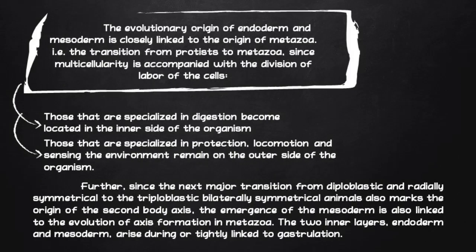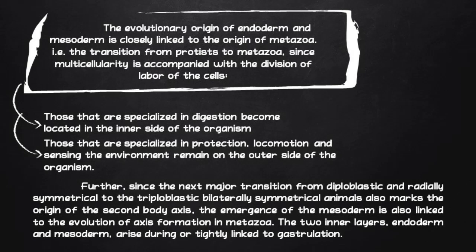The evolutionary origin of endoderm and mesoderm is closely linked to the origin of metazoa, i.e., the transition from protist to metazoa. Since multicellularity is accompanied with the division of labor of the cells, those that are specialized in digestion become located in the inner side of the organism, and those that are specialized in protection, locomotion, and sensing the environment remain on the outer side of the organism.